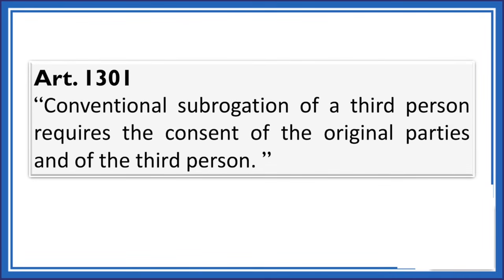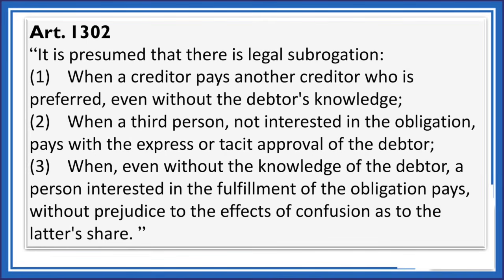Anyway, proceed na tayo kay Article 1301. Kasi itong 1301, it discusses on conventional subrogation. Okay? Eto, 1301, conventional subrogation of a third person requires the consent of the original parties and of the third person. So, sabi ni Article 1301, consent of all the parties are required in conventional subrogation. Conventional meaning by agreement of the parties. So, dahil nga by agreement, kailangan yung consent ng lahat, original parties, meaning si old debtor at si creditor, and then yung third person, yung magiging new debtor. So, kailangan may consent silang tatlo. Yun yung Article 1301.